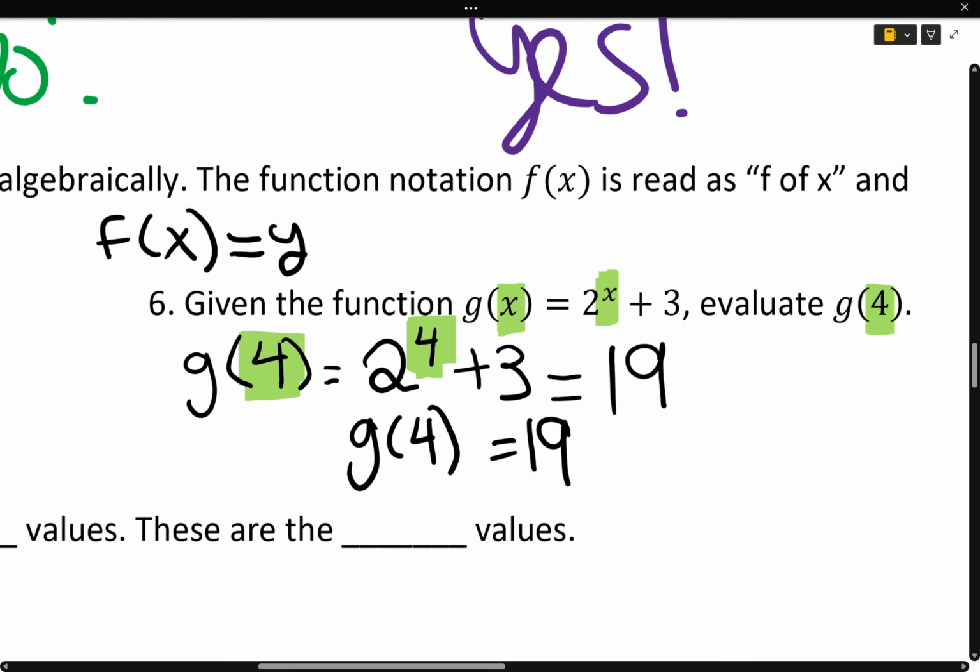Next, we got to talk about domain and range, because that's something we really look at when we're talking about functions and relations. Domain is the set of all independent values, and those are going to be the x's. Let's spell independent.